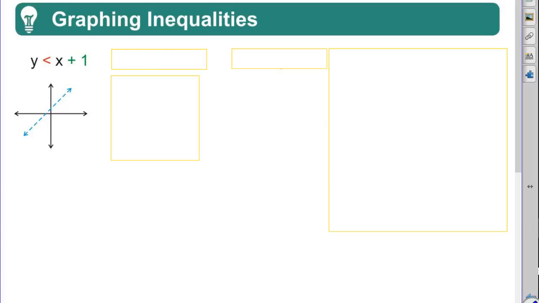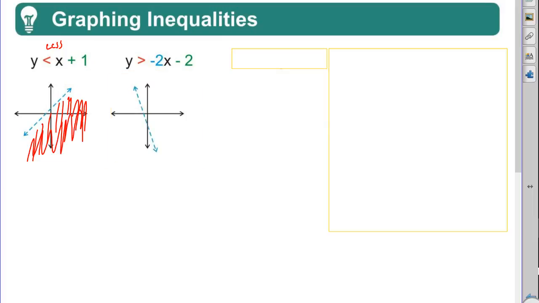And remember, the other thing is you have to shade. Now, if the symbol is less than, it's always below. So I have to shade below the line. That's the easiest way to do that. Now, you can choose a test point and figure out if it solves the function. But if you understand greater than and less than, you know less than is below. We're going to shade below. Let me show you a second possibility here.